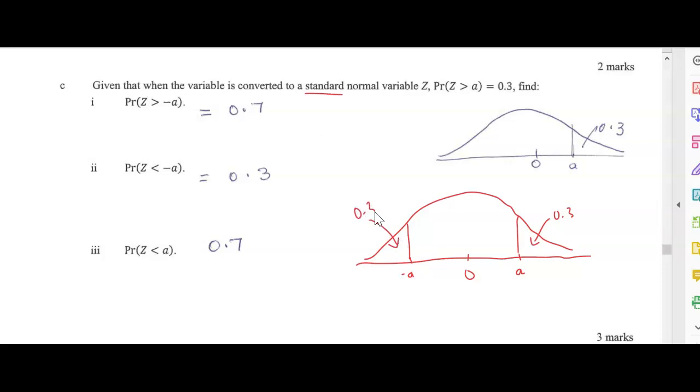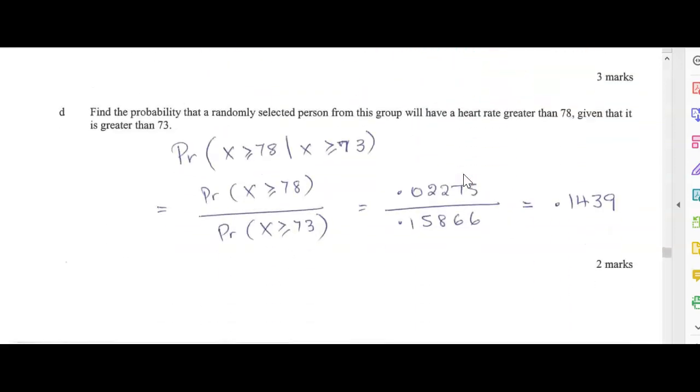You can play around with the different probabilities. If we want Z greater than negative A, we're looking at the area in the middle and this area down the end. You've got 0.3 either side and they have to add up to 1, so this middle area must be 0.4. That's where the 0.7 has come from. You can either do 0.4 plus 0.3, or 1 minus what you don't want, which is 0.3. The probability that Z is less than negative A is 0.3, and the probability that Z is less than A is 0.7. So it's just using the symmetry of the normal distribution.